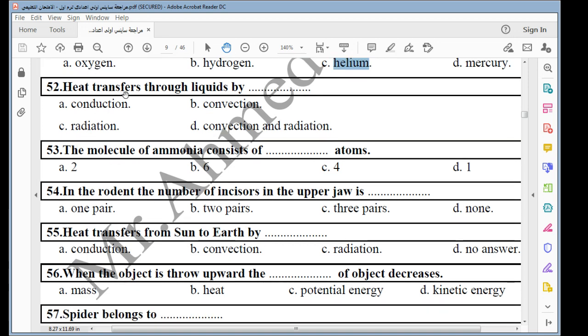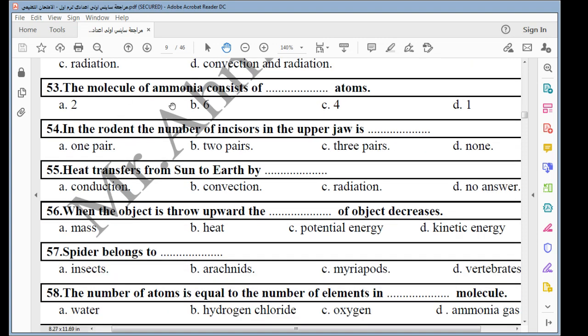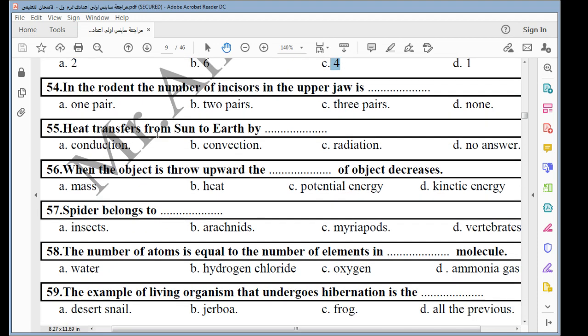52 heat transfers through liquids by. تمام convection. 53 the molecule of ammonia consists of space atoms. تمام 4 atoms. طيب 54 in the rodent the number of incisors in the upper jaw is.